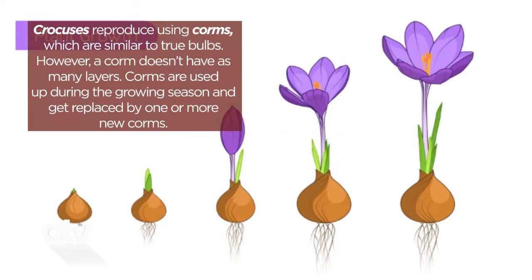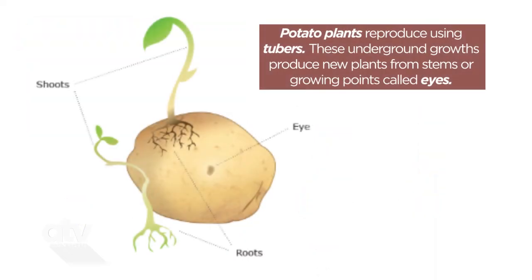Crocuses reproduce using corms, which are similar to true bulbs. However, a corm doesn't have as many layers. Corms are used up during the growing season and get replaced by one or more new corms. Potato plants reproduce using tubers. These underground growths produce new plants from stems or growing points called eyes.